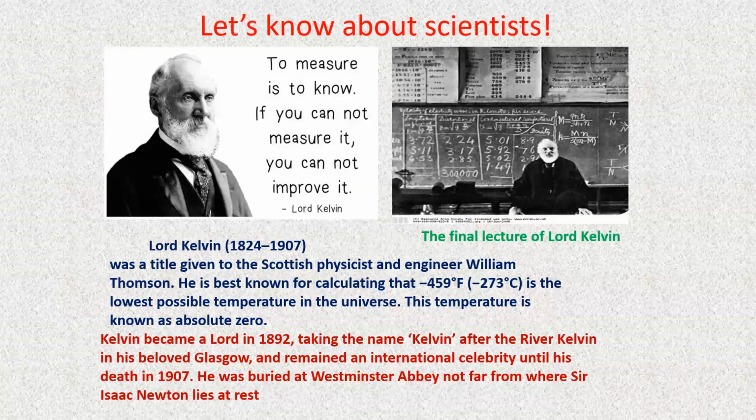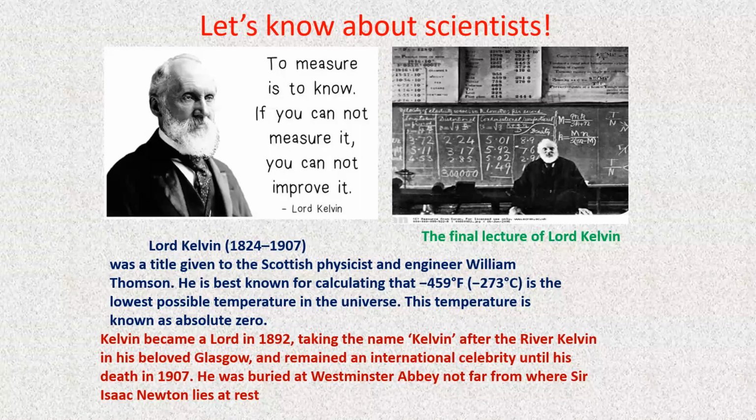Now let's know about the famous scientist Lord Kelvin. He was born in 1824 and died in 1907. He worked on absolute zero, on temperature, and he was able to find the lowest possible temperature, that is minus 459 degrees Fahrenheit and minus 273 degrees centigrade. He said that this is the lowest possible temperature in the universe, and that temperature is called absolute zero.